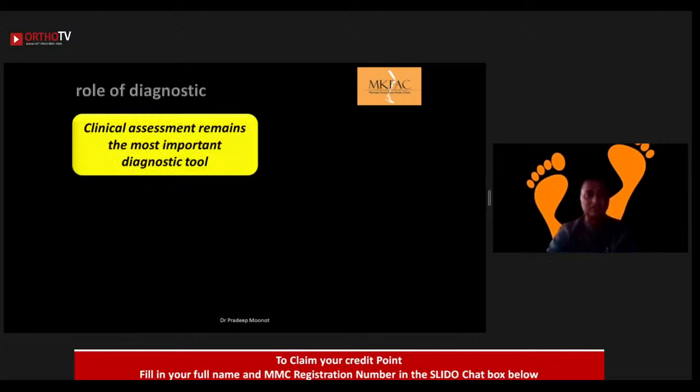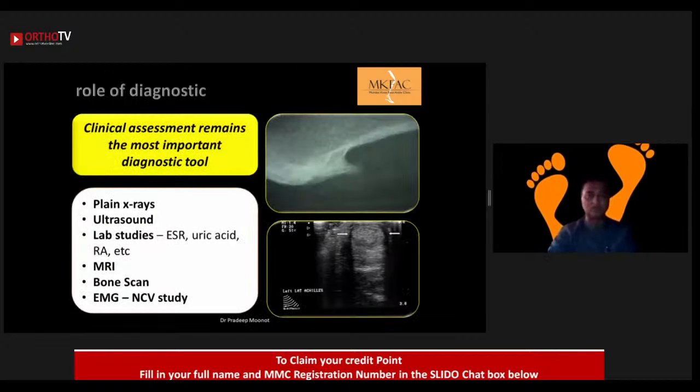So clinical assessment remains the most important diagnostic goal. Other investigations are done to rule out things. So you're not doing these tests to confirm the diagnosis of plantar fasciitis. Let's be honest.